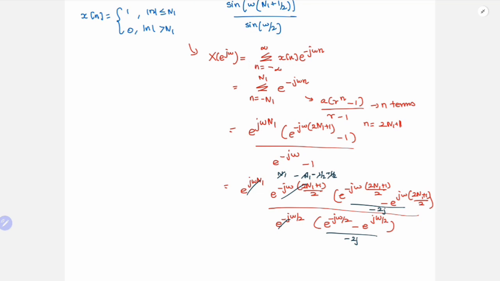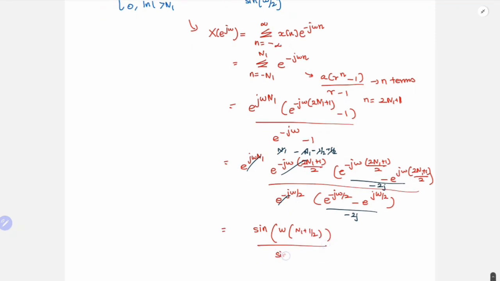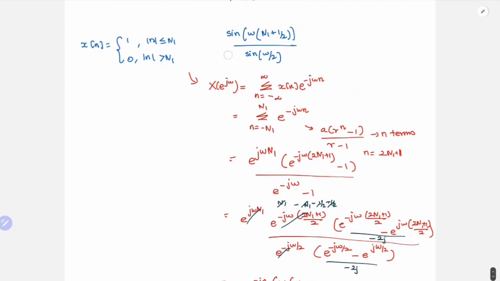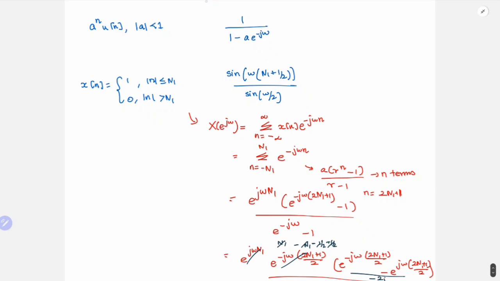So this will give me sine of omega into n1 plus half divided by sine omega by 2. So this is what I have here. Okay, this is for a square pulse, aperiodic signal.